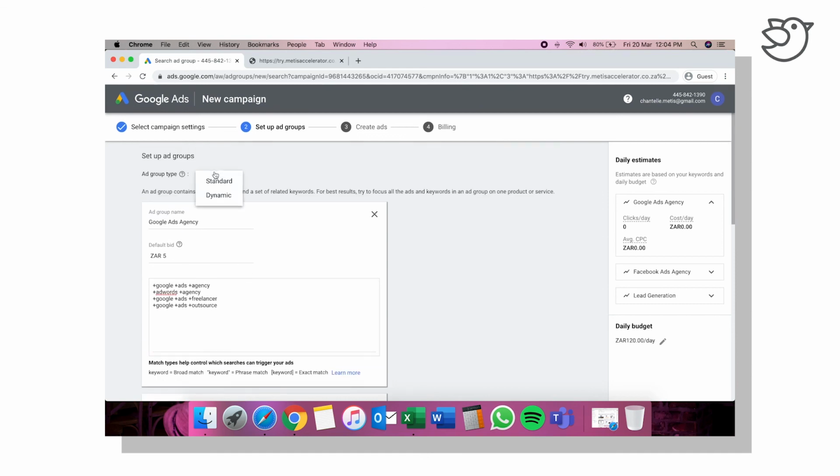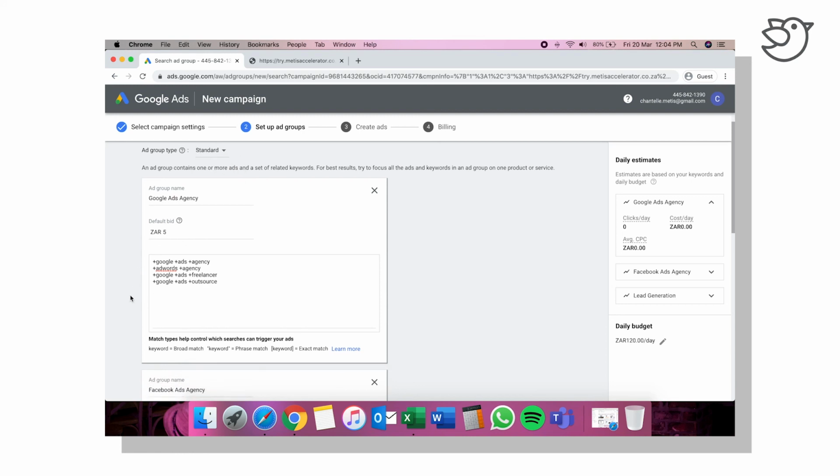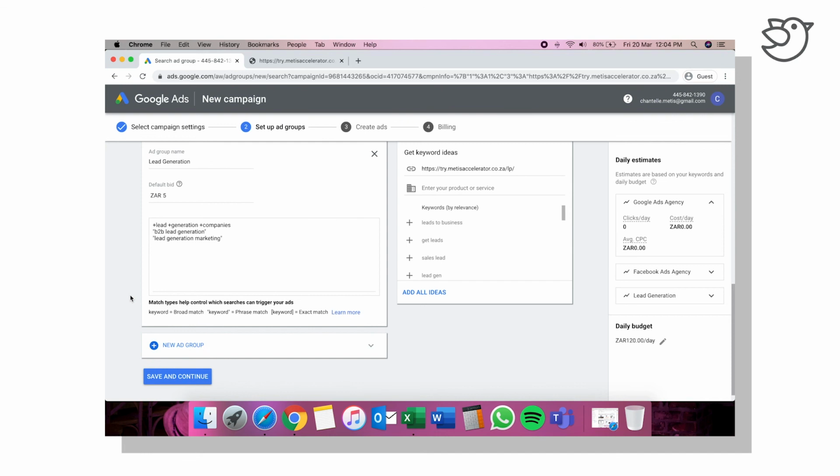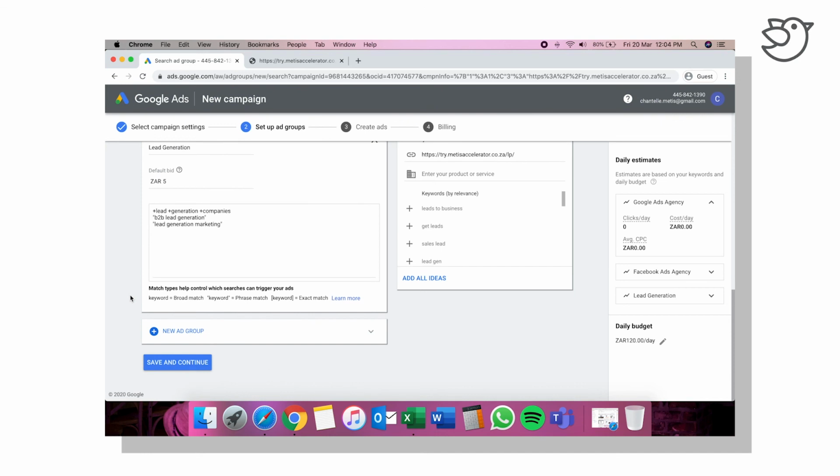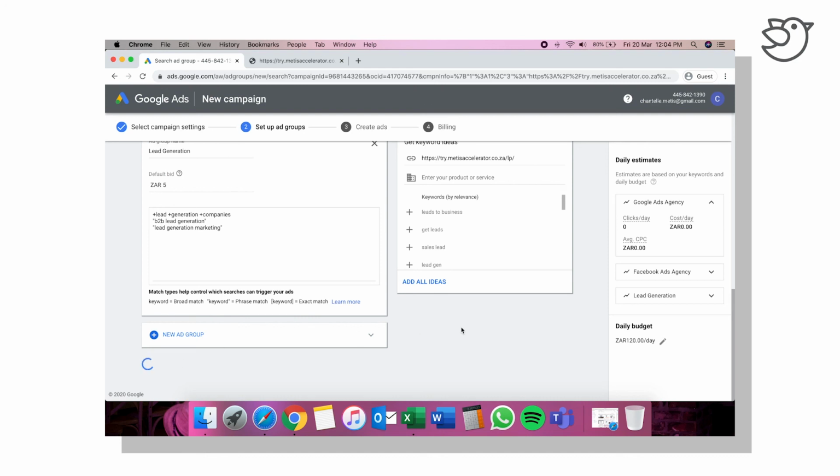Okay, so I've got my 3 ad groups. They're all standard ad groups and not dynamic. Again, I highly recommend you go with the standard one. The dynamic one is, again, one of those smart features, and it does take a little bit of extra expertise to utilize it. Now we can save and continue.